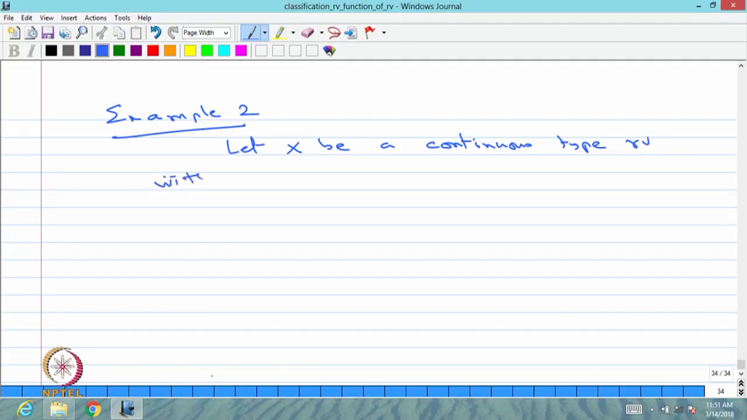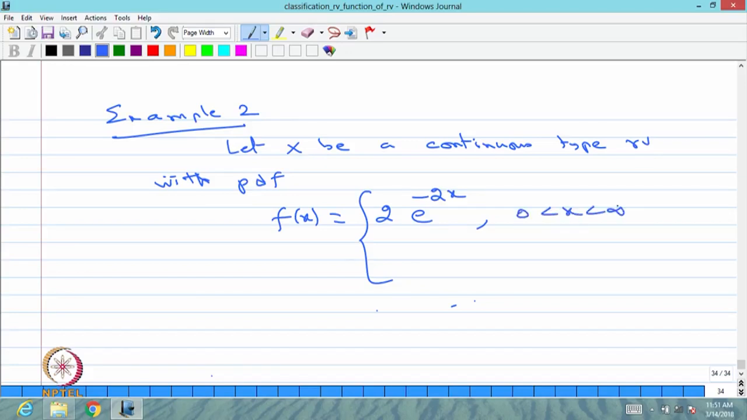I will take a next example where the expectation exists. Let X be a continuous type random variable with probability density function f of x equal to 2 times e power minus 2x when x lies between 0 and infinity, otherwise it is 0.